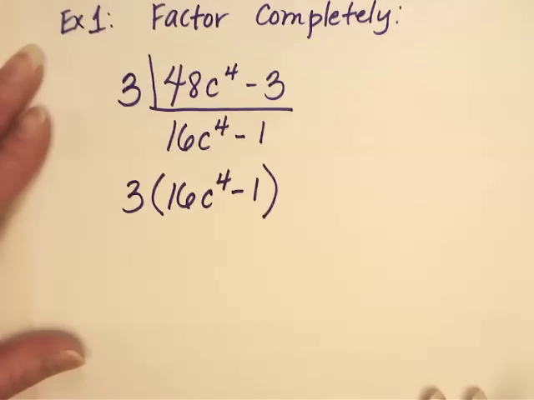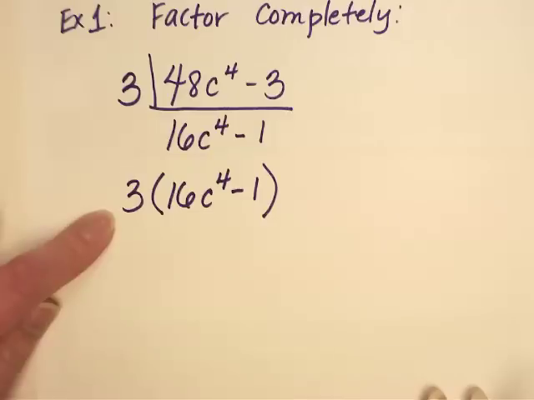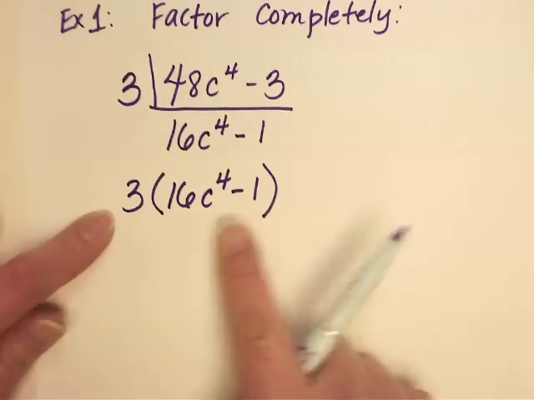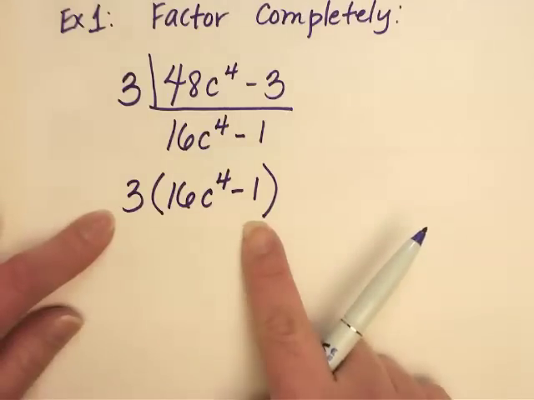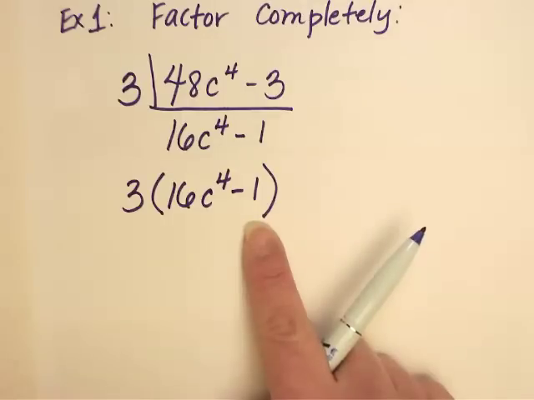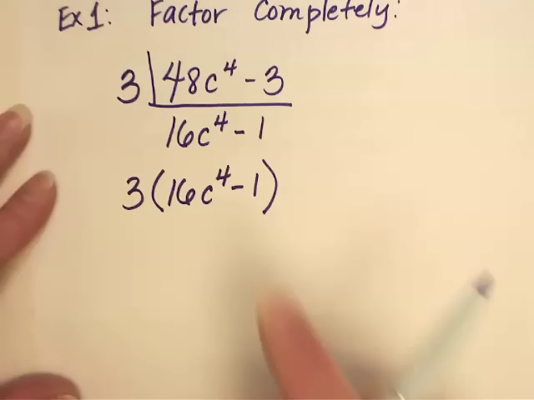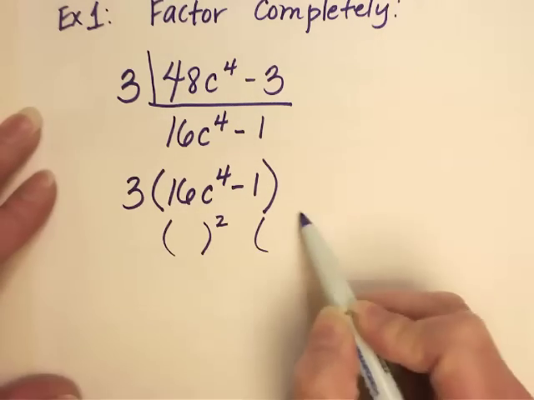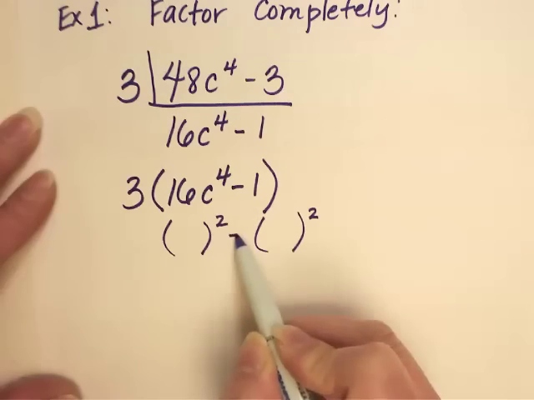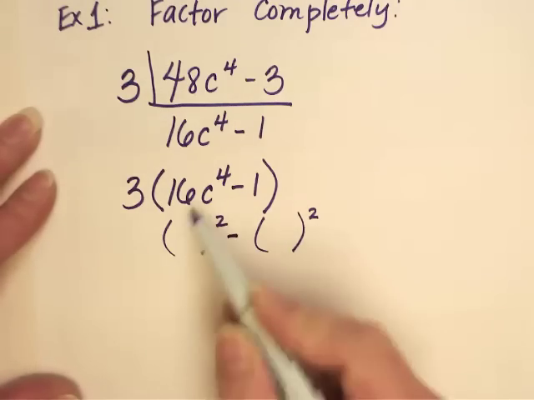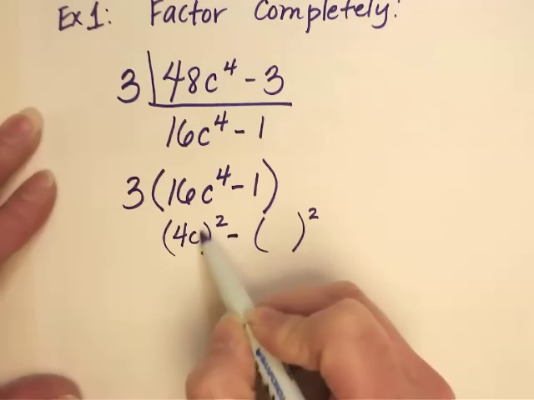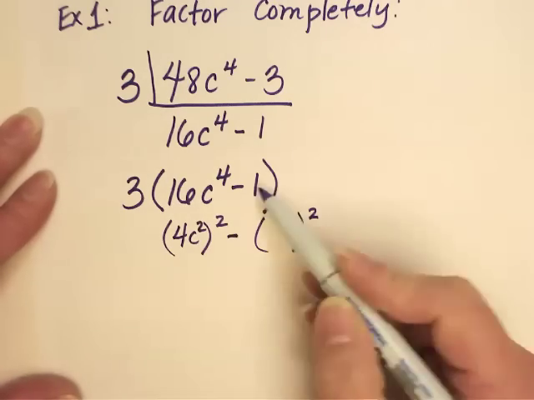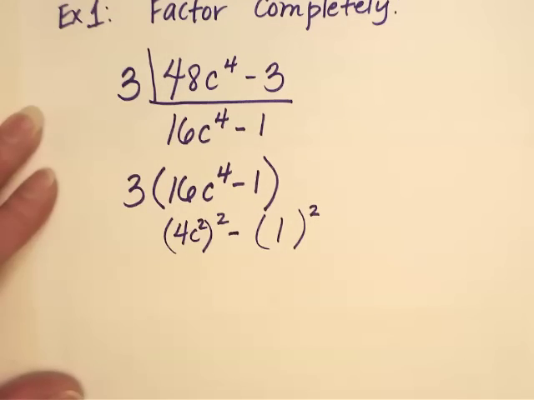Now, according to my flowchart and my checklist, after I factor out that GCF, I need to count how many terms I have. I have 2 terms, so what should I do? Following my flowchart, it says if I have 2 terms, try DOTS. Well, let's see. Is this DOTS? Is the first a square? Is the last a square? Do I, in fact, have a minus sign? I do. And that first happens to be 4c squared, squared. 1 happens to be 1 squared. So indeed, I do have DOTS.